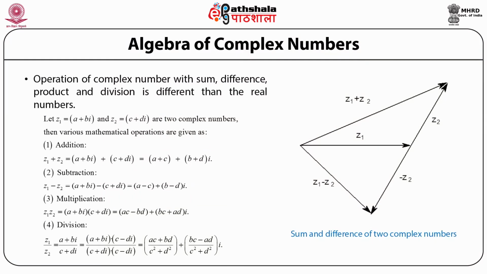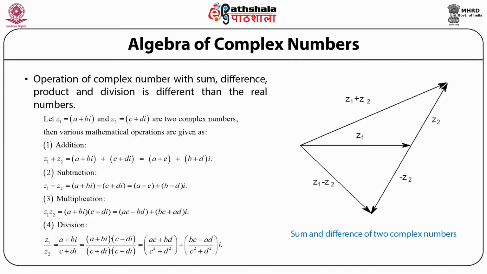On the right side, you are seeing the image of the representation. There are two complex numbers, Z1 and Z2, and you are seeing the vector addition of Z1 plus Z2, or you can see the vector addition of Z1 and minus Z2. That is equivalent to considering it as Z1 minus Z2, or adding Z1 plus minus Z2.